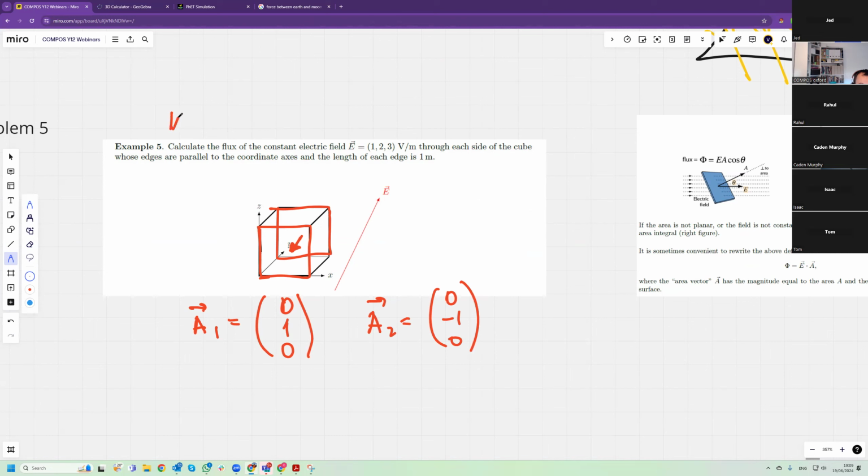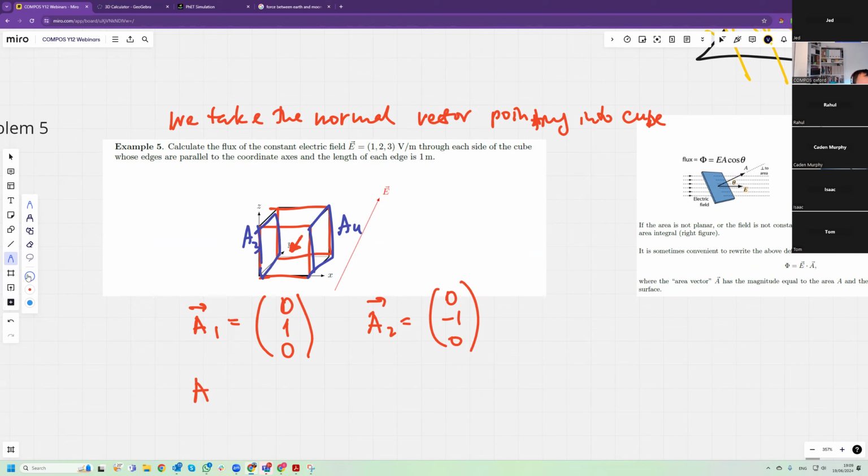We take the normal vector pointing, because it's a flat surface. The flat surface has two directions, either that way or that way, pointing into the cube. So A2 this way is 0, minus 1, 0. Okay, this surface, let's call this one A3, and this is A4. A3 is going to be along the x-axis, so it's going to be 1, 0, 0, and A4 is going to be minus 1, 0, 0.